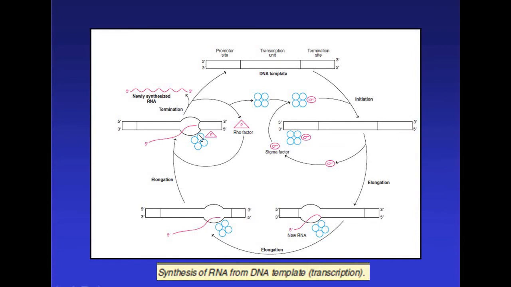So, these are the different steps of the transcription, starting from the binding of the RNA polymerase to the promoter site. Then there are the steps of the elongation, and then there is a step of the termination by the release of the Rho factor, and the initiation will only take place when the sigma factor is released from the RNA polymerase. So, these are the different steps of the transcription.